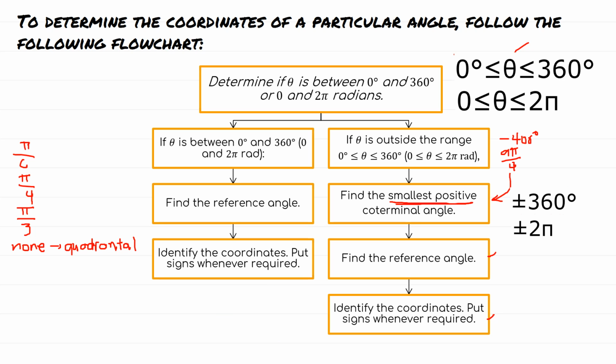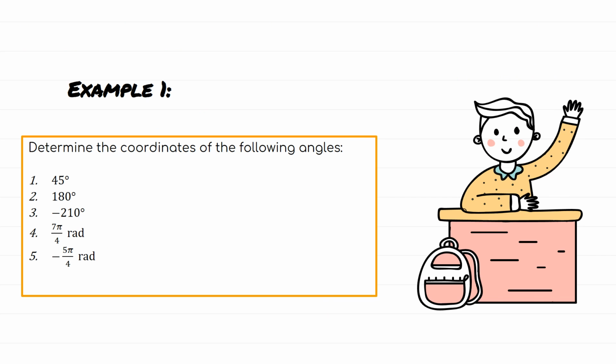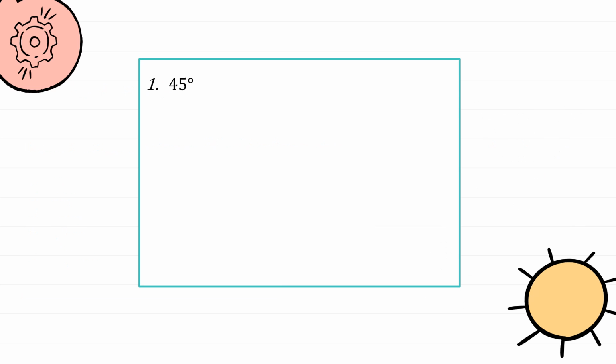Okay? Let's see how this works by doing some examples. So for these examples, let us find the coordinates of the following angles. If you want, pwede nyo i-pause ang video na to kung gusto nyo i-solve muna ng mag-isa. Then play it again to check kung tama ang solutions ninyo. So let us proceed. So for the first example, we have to find the coordinates of 45 degrees. Now, in order to find the coordinates, kailangan alam muna natin kung nasa ang quadrant at kung ano ang reference angle.